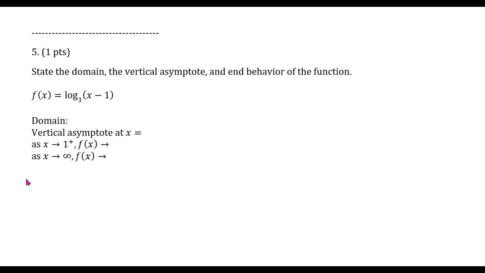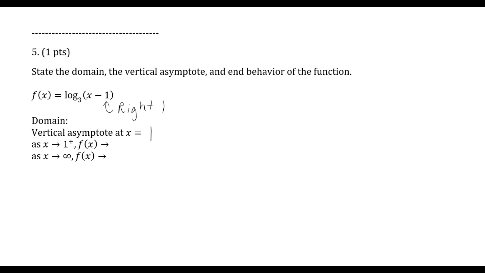Let's now look at the log base 3 of x minus 1. This has been shifted to the right 1, which means that instead of having the y-axis as the vertical asymptote, we have the line x equal 1 as the vertical asymptote.